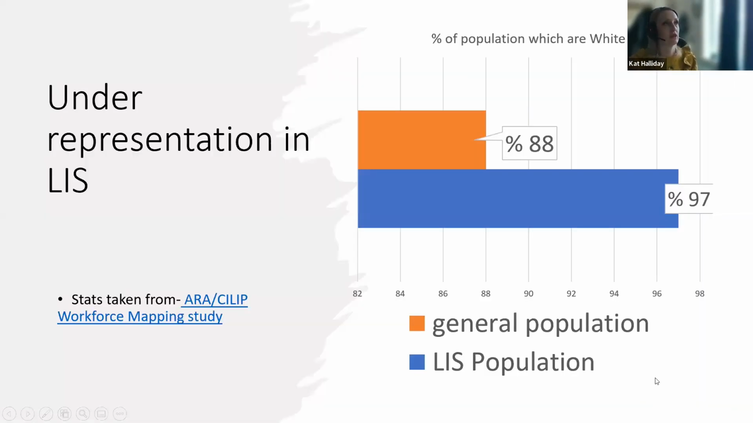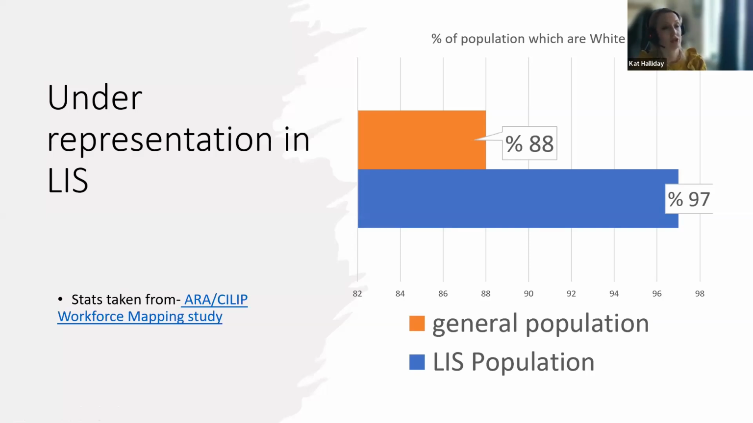So one of the big things which we have is underrepresentation in our sector. These kind of results came from an ARA and CILIP survey which came out in 2015, which was trying to look at the lack of diversity within our profession, which is always also a consideration when we look into this work about who's doing the work within our community.